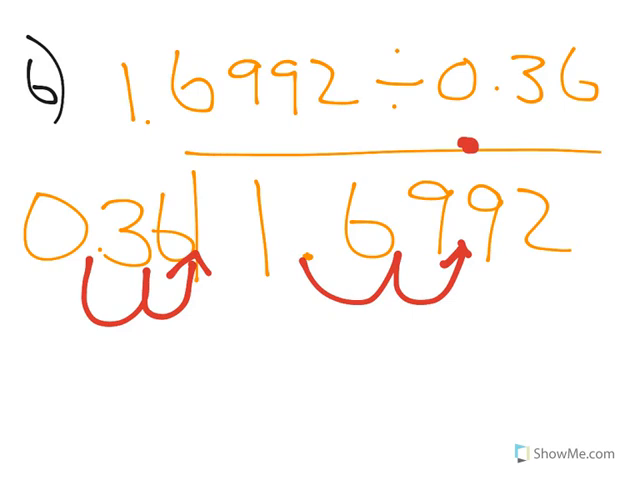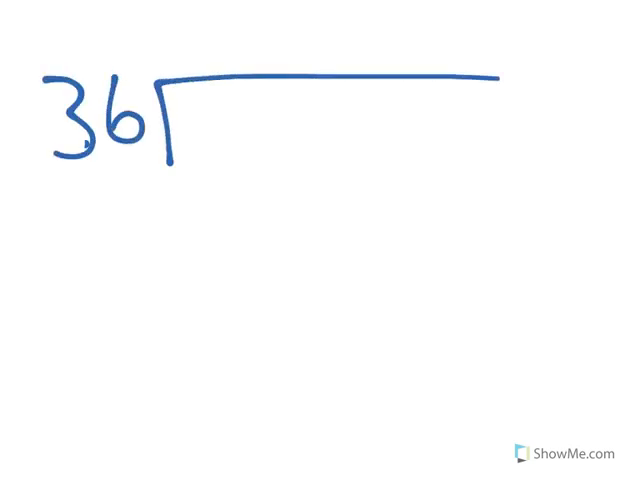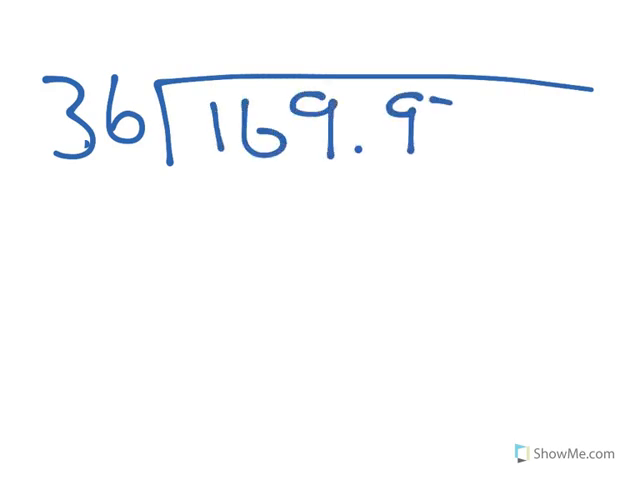So this is kind of sloppy, so I'm going to rewrite it so it's a little bit neater. I don't need that 0 in the front of my divisor. So 36 is my divisor. And then after I move my decimal, it's 169 and 92 hundredths. Move your decimal straight up to your quotient. So this is the problem. Now I'm going to work it out step by step.